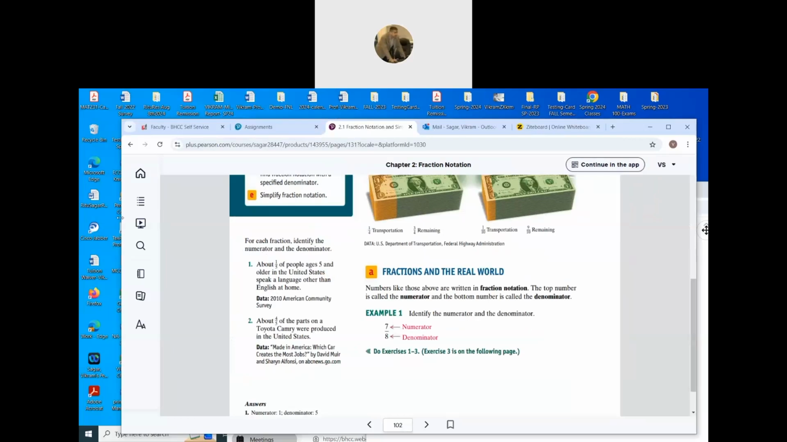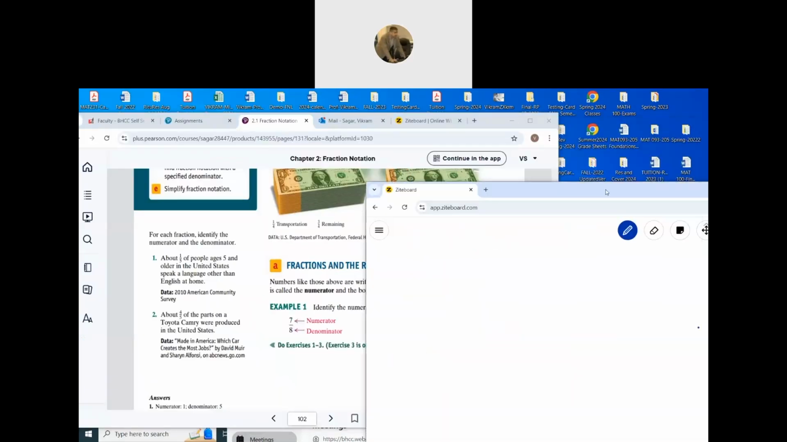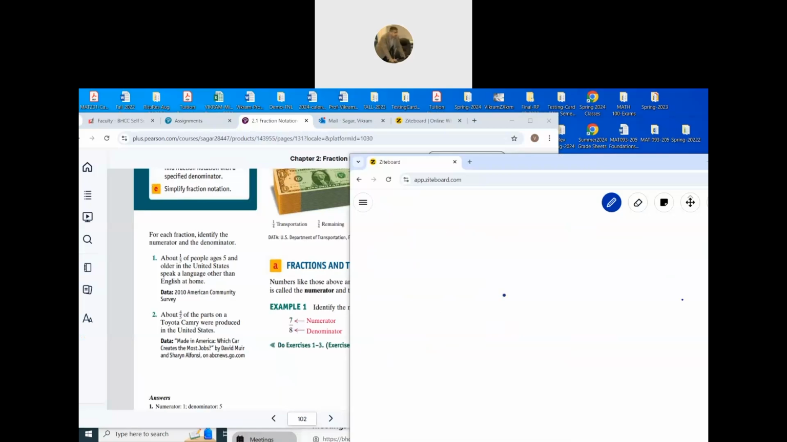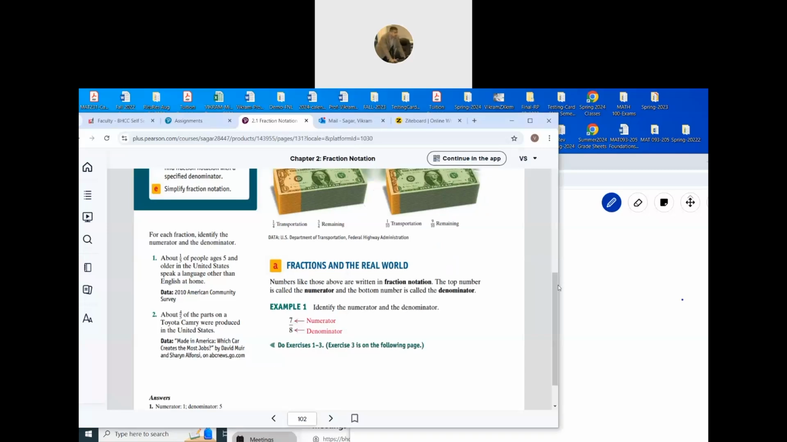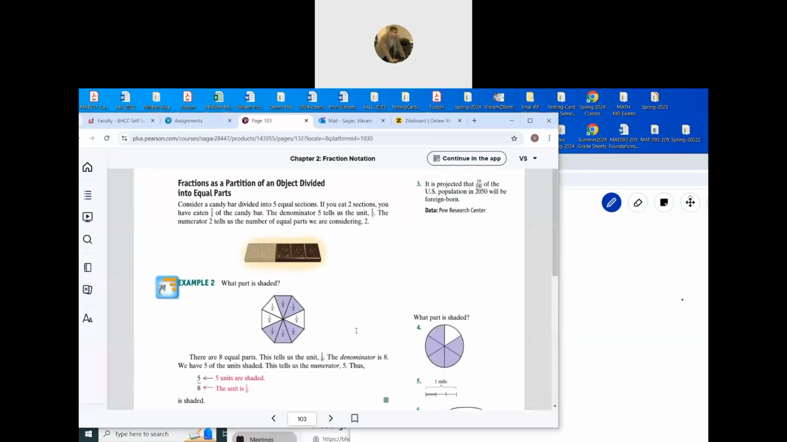Let me fix my window right here. Okay, so this is my screen. Let's say you have 3/4. So this is my numerator, and this is my denominator. Last time we did these questions.